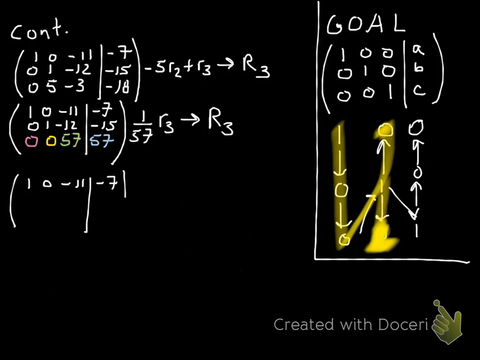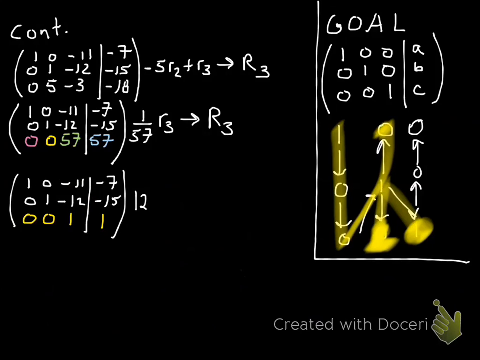So top 2 rows are unchanged. And I'll make the bottom row colorful. Now when I multiply the zeros by 1 over 57, they're still 0. And then 57 and 57 times 1 over 57 are both 1s. Alright, so now we have made row 3, column 3 a 1, and we're almost done. We just need to make this -12 and this -11 zeros.